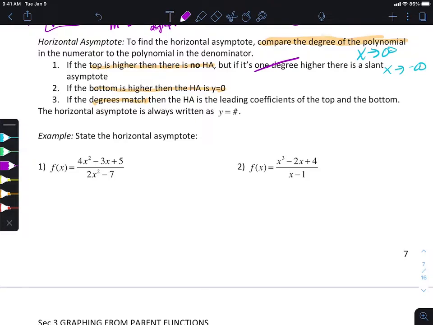The reason being for that, if I plug in a really, really large number, say if we had something like x cubed over x squared, so x cubed is higher. If we plug in a super large number and we cube it over a super large number squared, notice it will really end up being towards our x when we reduce that. So that gives us the idea of our slant asymptote. This is not horizontal.